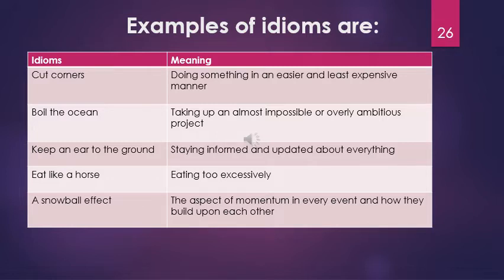More examples consist of idioms like cut corners, which is doing something in an easy and least expensive manner. Boil the ocean means taking up an almost impossible or overly ambitious project. Keep an ear to the ground means staying informed and updated about everything. Eat like a horse signifies eating excessively. A snowball effect signifies the aspect of momentum in every event and how they build upon each other.